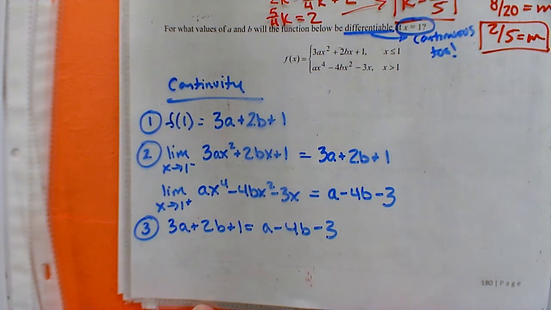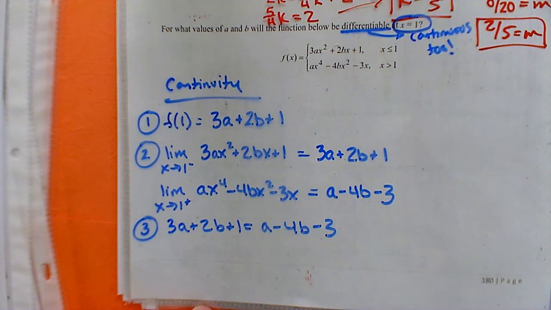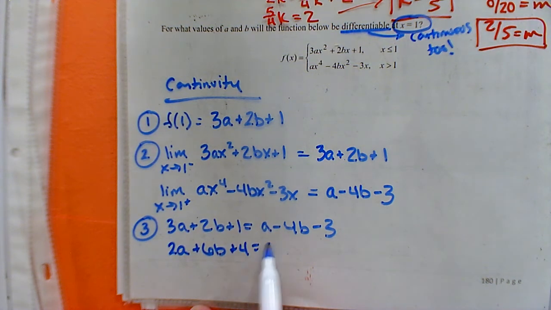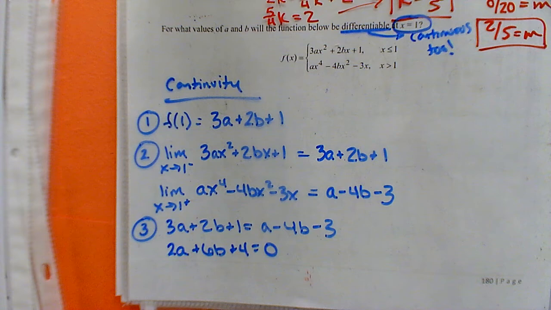And that's a pretty long equation. Maybe we can clean it up a little bit. I don't care how you want to reorder things, it's completely up to you. Maybe I'll subtract the a over and get 2a, add the 4 over, get 6b. Why not? We'll just add the 3 over and get 4, set it equal to 0. But you can reorder however you feel comfortable.